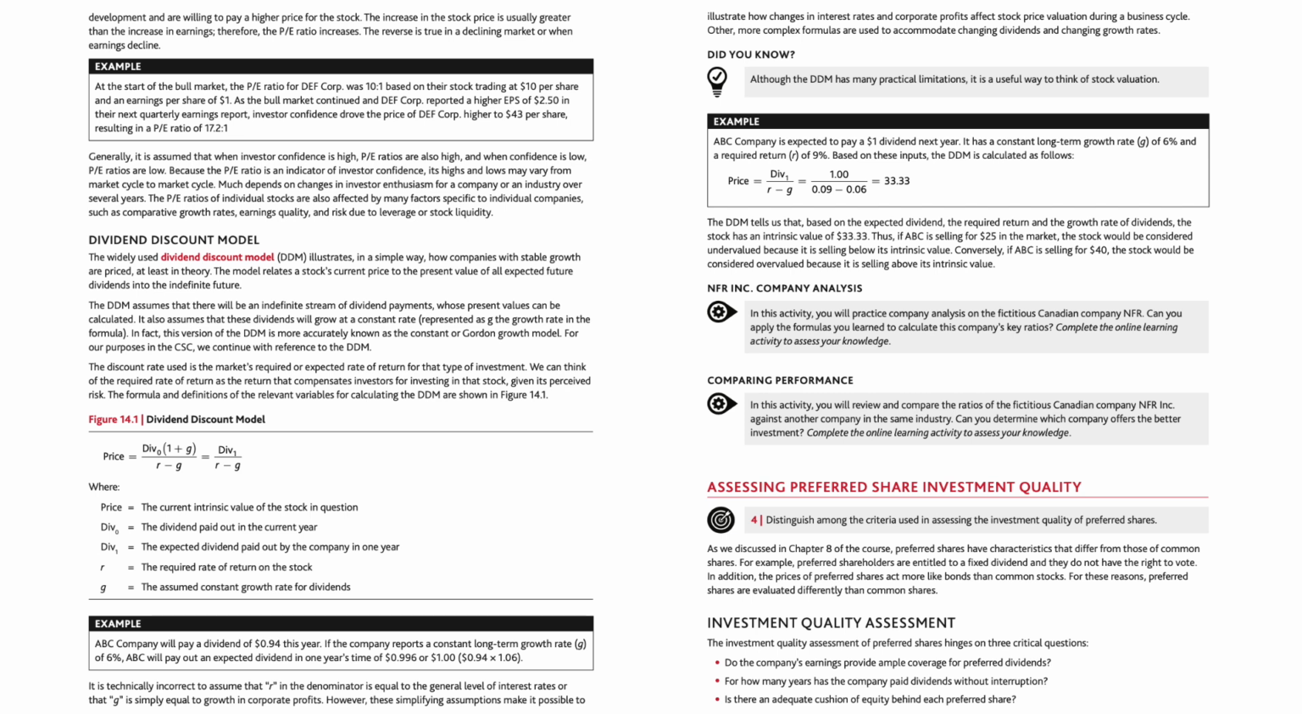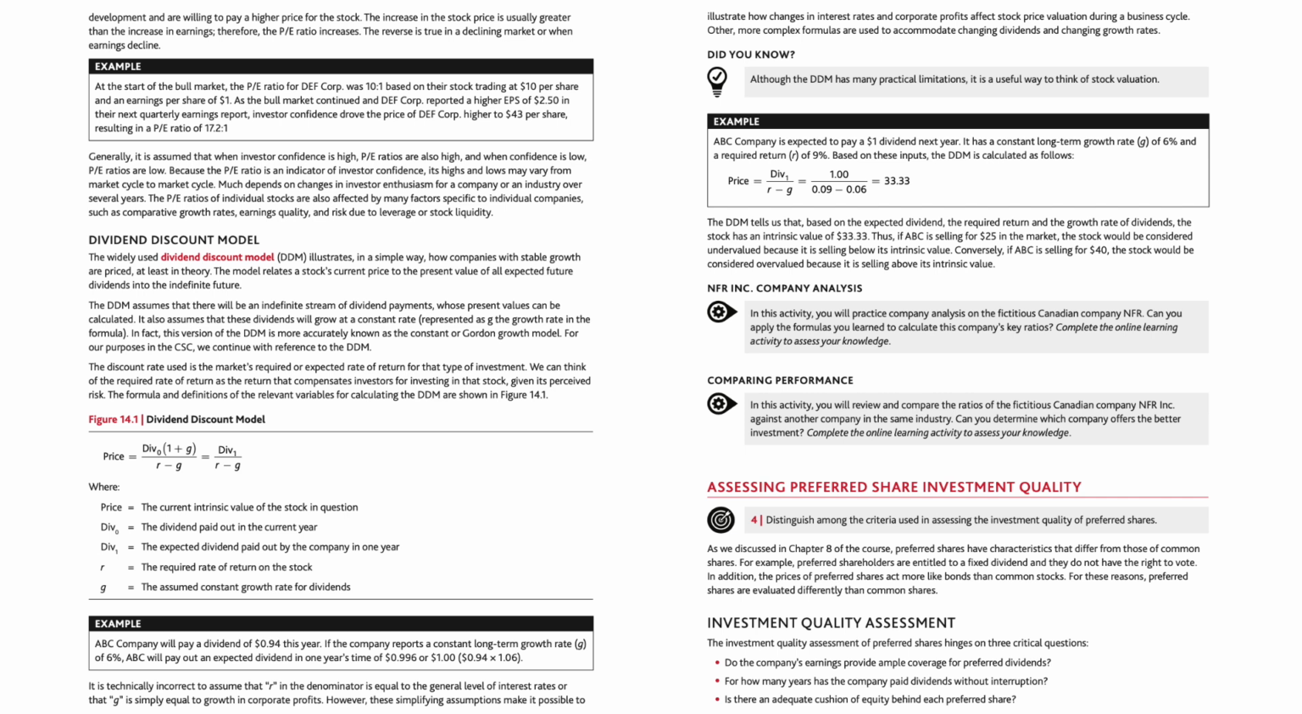Here's another example. ABC Company is expected to pay a $1 dividend next year. It has a constant long-term growth rate of 6% and a required return of 9%. Based on these inputs, the DDM is calculated as follows. The $1 expected dividend for next year divided by the required return of 9% subtract the expected growth rate of 6%, and this equals 33.33. The DDM tells us that based on the expected dividend, the required return, and the growth rate of dividends, the stock has an intrinsic value of $33.33.